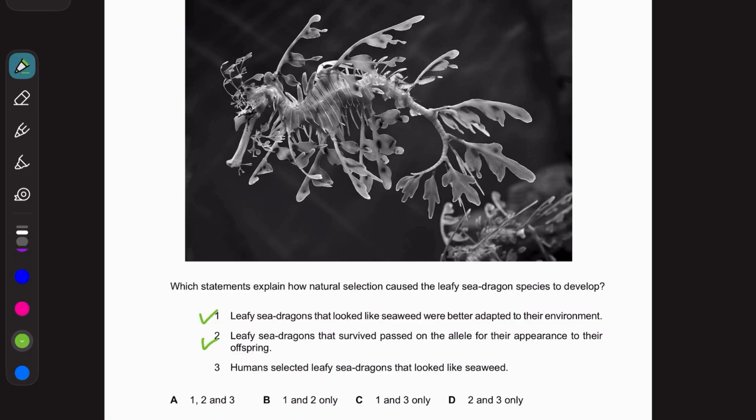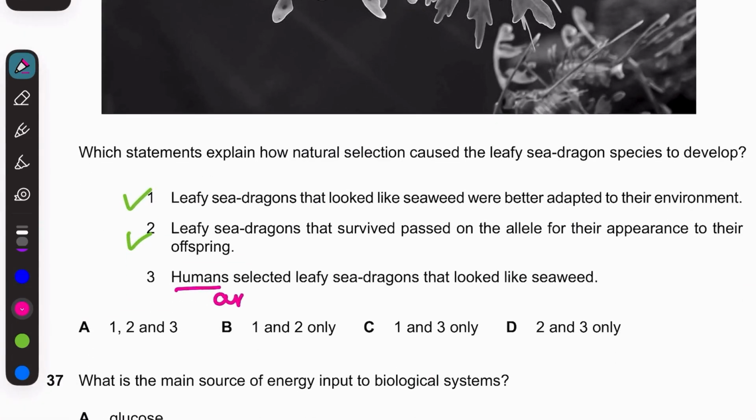Number 3, humans selected leafy sea dragons that look like seaweed. No, this is completely wrong, because this is natural selection. If humans did the selection, what is that called? If humans did the selection, that would be called artificial selection, which is not what this question is about, right? And this is in the sea, so humans are not involved in any of that. So therefore 1 and 2, so the answer is B.